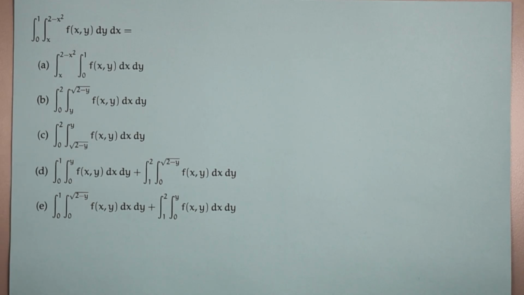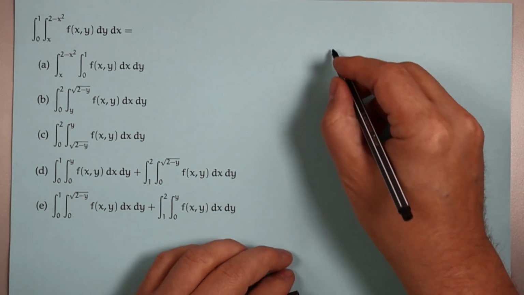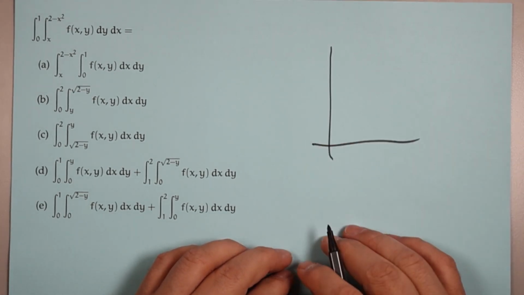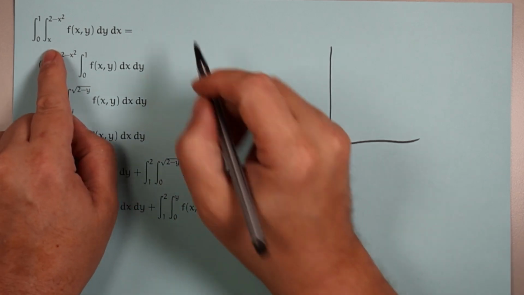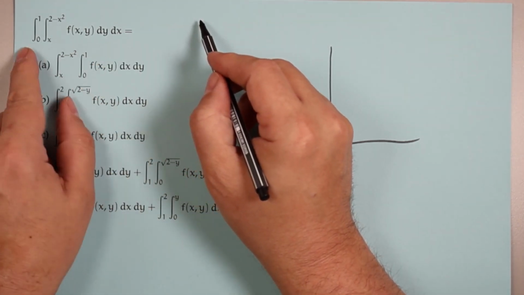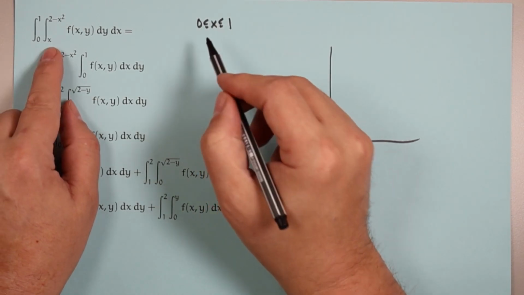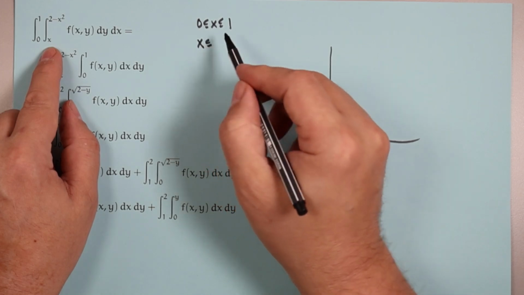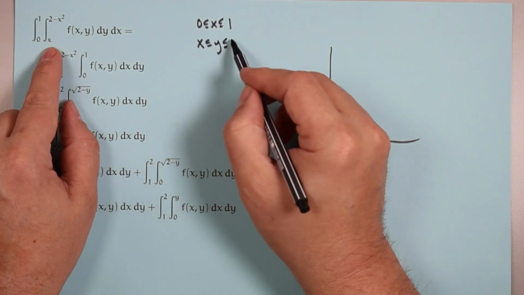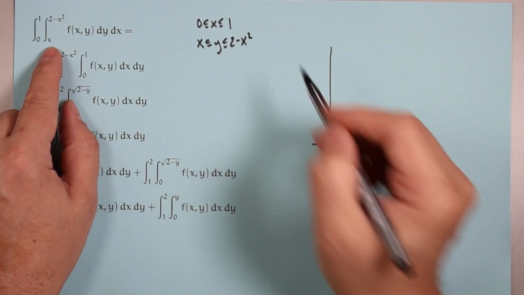Okay, well, let's figure it out, right? So what do we have? Well, we can quickly sketch. We say, look, we have that from the outer integral, 0 less than or equal to x less than or equal to 1, and then the integral from the inside, x less than or equal to y less than or equal to 2 minus x squared.